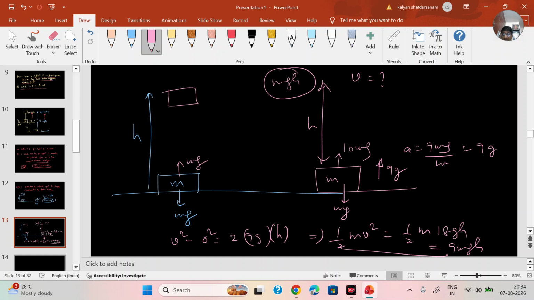Potential energy is still mgh only. So whatever work the person did, 10 mgh. Why did he do 10 mgh? He applied 10 mg and it went up by h. Whatever work he did, it increased the potential plus kinetic. Kinetic became 9 mgh. Potential is still mgh only. Okay. So better is you do the work slowly. Whatever work you do is only the change in potential energy. If you do the work fast, the work you do will be change in potential plus change in kinetic also.